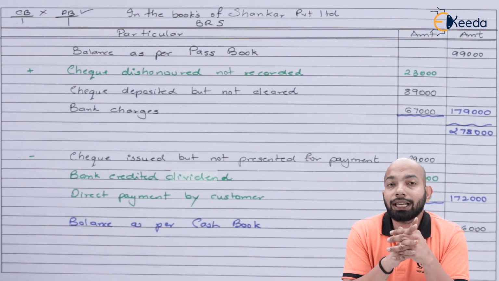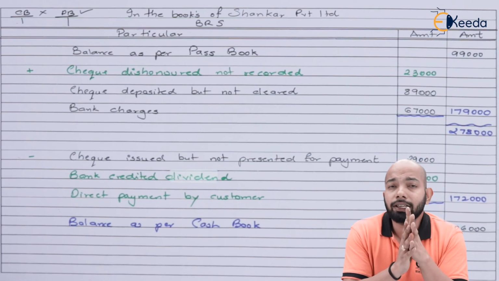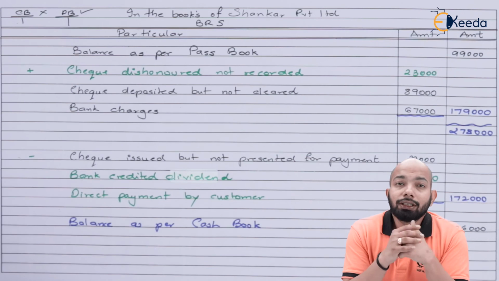So I hope the video gave you clarity about how the comprehensive problem is supposed to be solved in case of favorable balance being given as a part of your question.